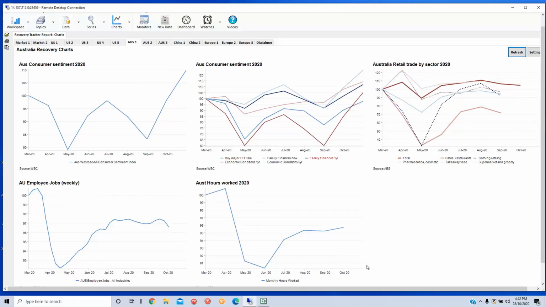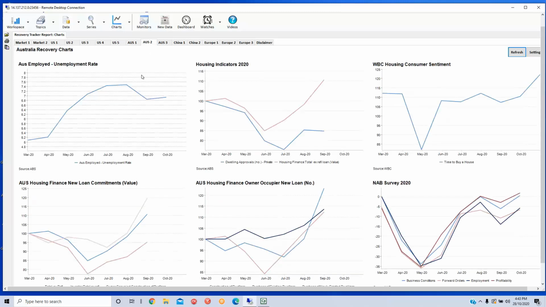Now, similar to the US, hours worked and payrolls or jobs, this is the weekly job survey, are about 3 to 4% below pre-COVID levels, and hours worked around about 4%. So they haven't seen the recovery yet. We've probably regained about half of what was lost in the jobs market, but we're finding it much more difficult in the current phase of this recovery.